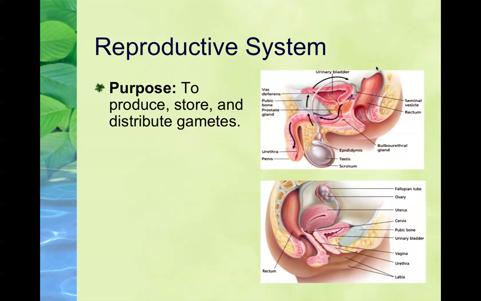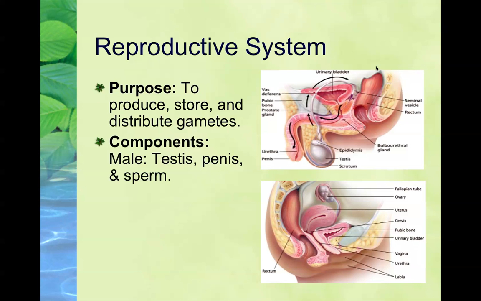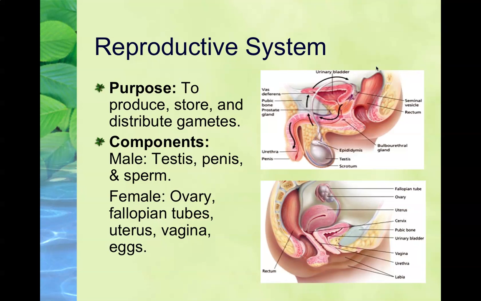The female reproductive system is going to produce gametes, but it's going to release those gametes for the purposes of fertilization. In the male, the components are obviously the testis, the penis, and the sperm itself, where in the female, the ovaries, the fallopian tubes, or the oviducts, as they're sometimes called, the uterus, the vagina, and the eggs themselves are all part of the reproductive system.